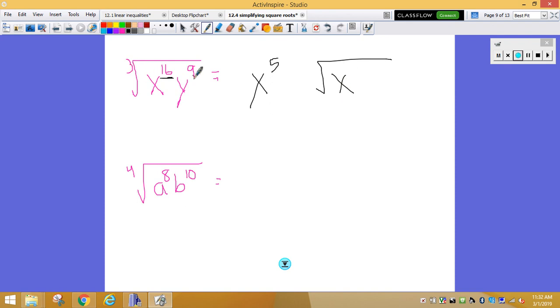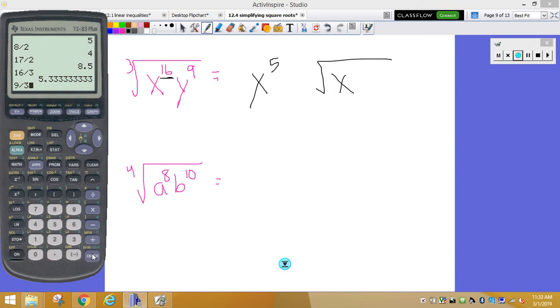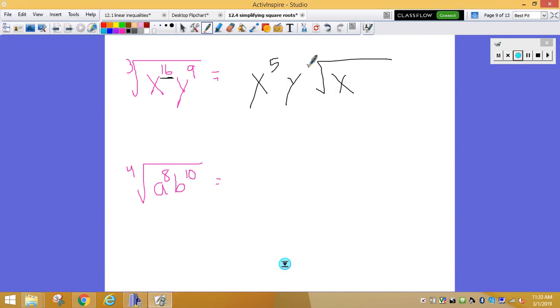How many times will 3 go into 9? Well, if you're not sure, divide. 9 divided by 3 is 3, and it's nice and even, so that goes on the outside, and there are no y's left over. So it's x to the 5th, y to the 3rd, and then left in the cubed root is an x.